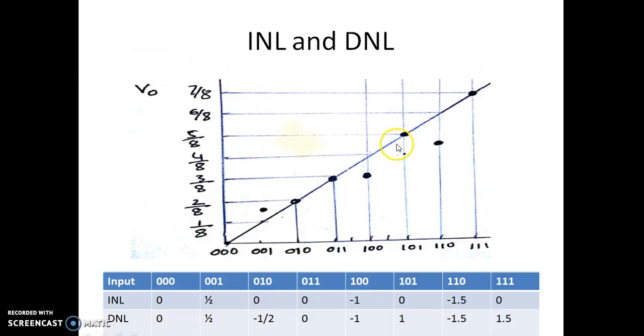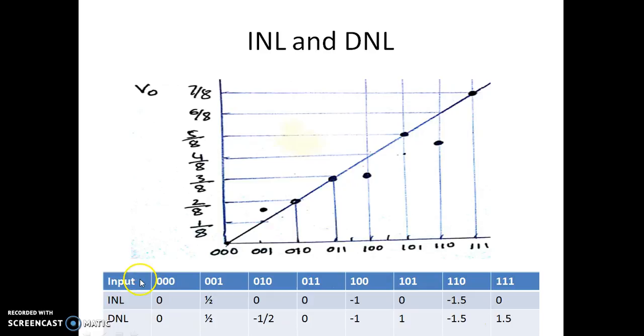For 101, for the input voltage 101, the output is as per the expectation, so that's why there is no INL. Whereas for 110 input, the output voltage is 1.5 LSB down, so that's why it is minus 1.5. For 111, the output is as per the expectation, so that's why there is no INL.